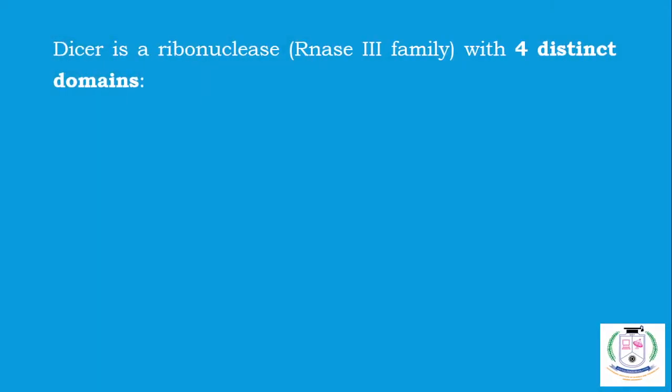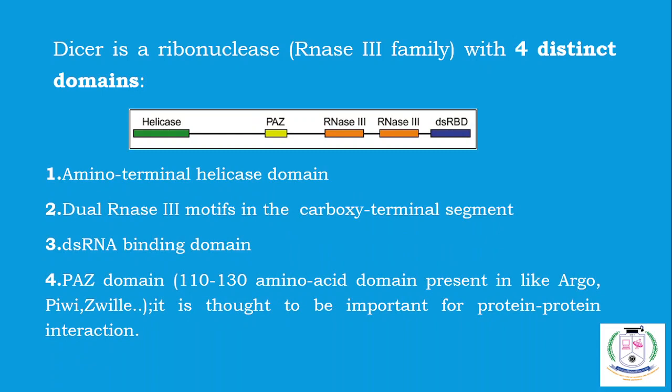This Dicer is of the RNase III family, as already indicated, and it has four distinct domains: an amino terminal helicase, a dual RNase III domain which is found at the carboxy terminal, and a double-stranded RNA binding domain. And the key domain for interaction is your PAZ domain. This is a 110 to 130 amino acid domain which is found in proteins like Argonaute, PIWI, and Zwille, and these are thought to be important for protein-protein interaction. So all these are the major components of your Dicer molecule.